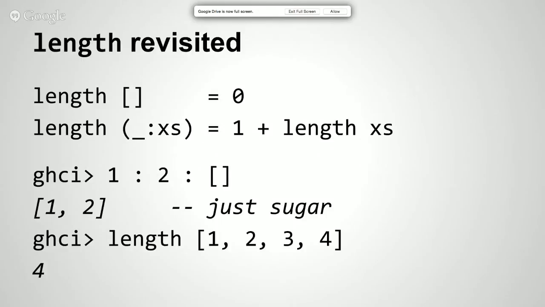Revisiting length, this is kind of what it looks like. You match against the pattern. If it's the empty list, it's 0. If it's a cons, then you throw away the head because you don't care. It's irrelevant to the length of the thing. And you get the length of the tail and add 1 to it.